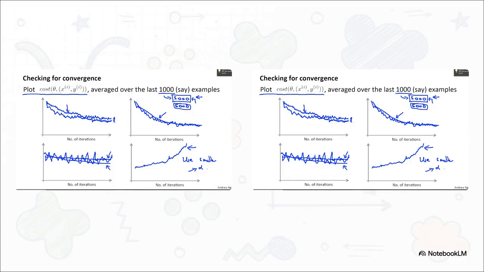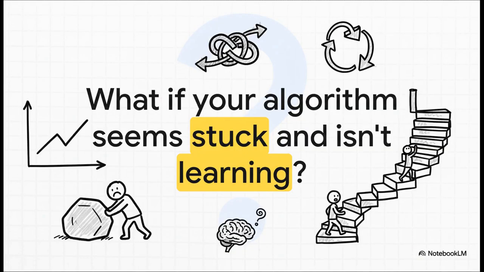But what about all that noise? I mean, that first plot is pretty jagged, right? Well, take a look at this comparison. On the left, we're averaging over just 1,000 examples. On the right, we're averaging over 5,000. See how much smoother that trend line is? So there's your trade-off. Average over more examples and you get a clearer signal, but you have to wait longer between updates.